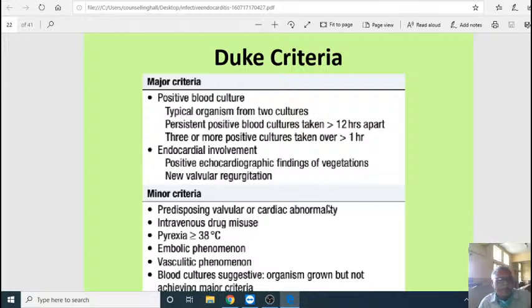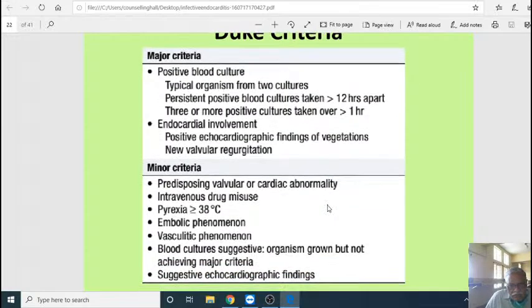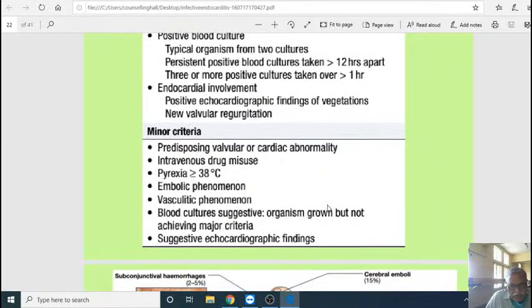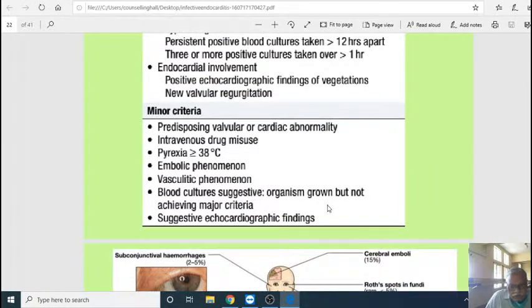The Duke's major criteria: positive blood culture with a typical organism isolated from the cultures, persistent positive blood cultures taken more than 12 hours apart, or 3 or more positive cultures taken more than 1 hour apart. Endocardial involvement: positive echocardiographic findings demonstrating vegetation over the valves, or demonstrating new valvular regurgitation with valvular damage, valvular leakage.